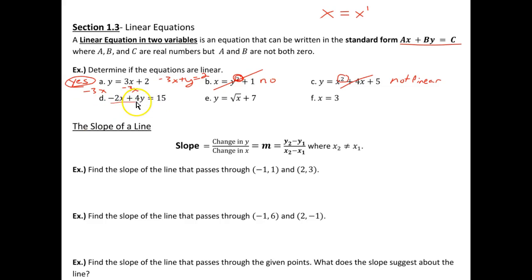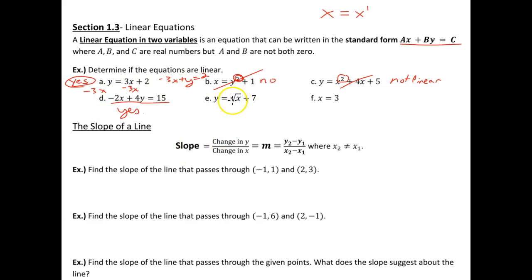Down here, this is already in standard form. I have my x and y on the same side. I have a and b and c are real numbers. So this is good. This is a linear equation. X and y both have first degree. There's no squares or cubes or anything. This is a linear equation.